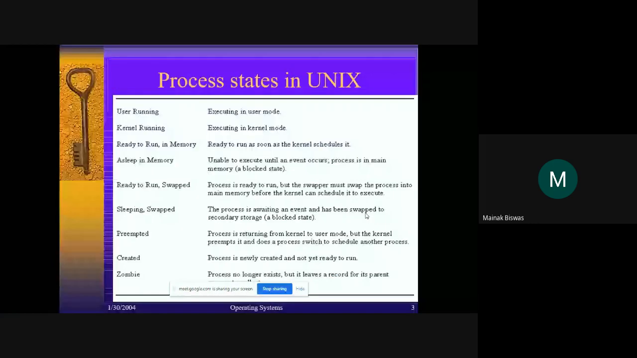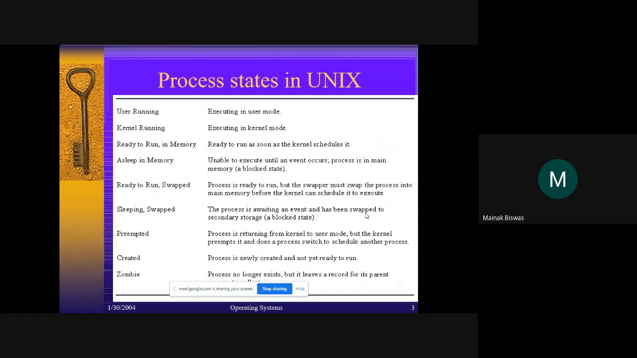The process states are basically these. One is user running, where the process is executing in user mode. Another process state is kernel running, where it is executing in kernel mode. Another one is ready to run in memory, ready to run as soon as the kernel schedules it in.